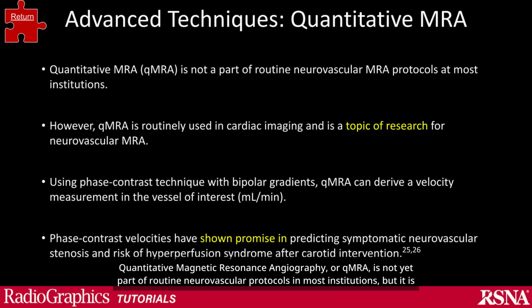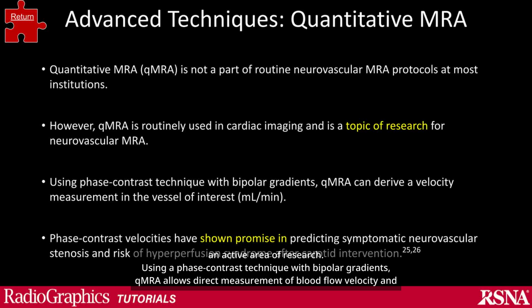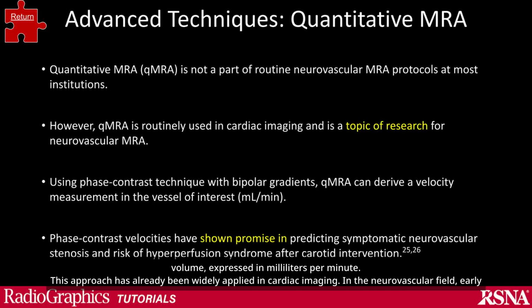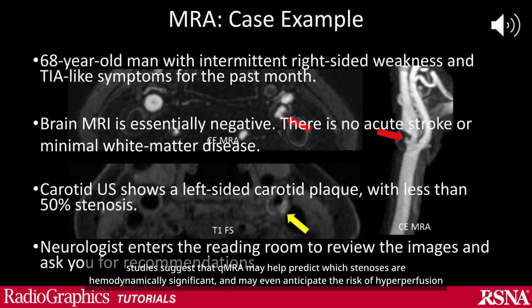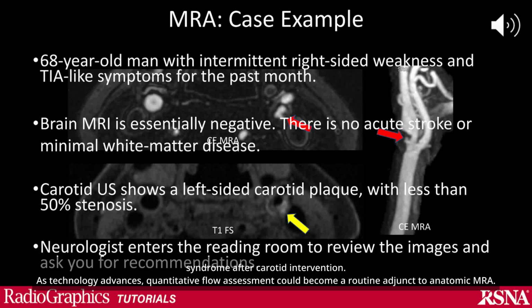Quantitative magnetic resonance angiography, or qMRA, is not yet part of routine neurovascular protocols in most institutions, but it is an active area of research. Using a phase contrast technique with bipolar gradients, qMRA allows direct measurement of blood flow velocity and volume, expressed in milliliters per minute. This approach has already been widely applied in cardiac imaging. In the neurovascular field, early studies suggest that qMRA may help predict which stenoses are hemodynamically significant and may even anticipate the risk of hyperperfusion syndrome after carotid intervention. As technology advances, quantitative flow assessment could become a routine adjunct to anatomic MRA.